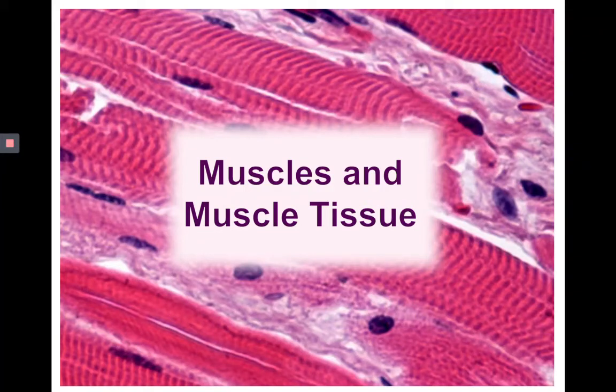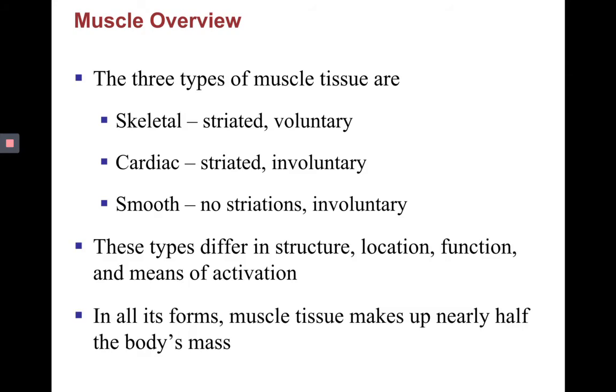Today we're going to be looking at muscles and muscle tissue. So first, let's do a quick review. There are three types of muscle tissue: skeletal, cardiac, and smooth, and both skeletal and cardiac muscle have striations. Smooth muscle does not have striations. Skeletal muscle also voluntarily contracts, whereas cardiac and smooth muscle involuntarily contract.